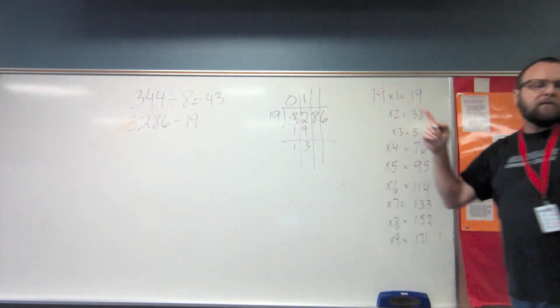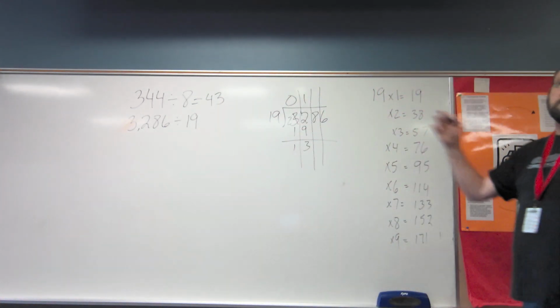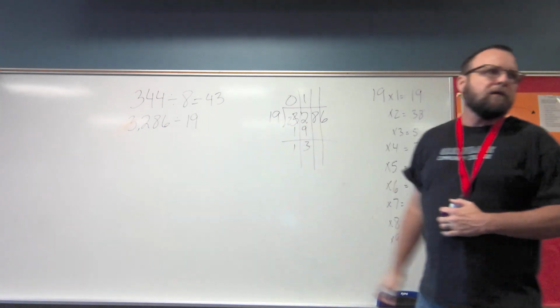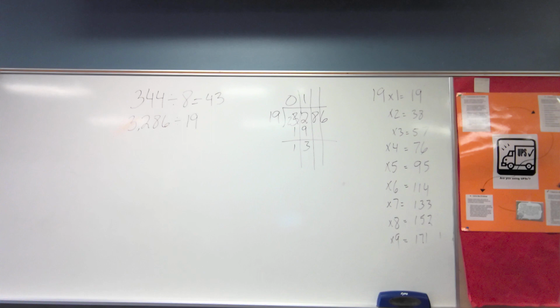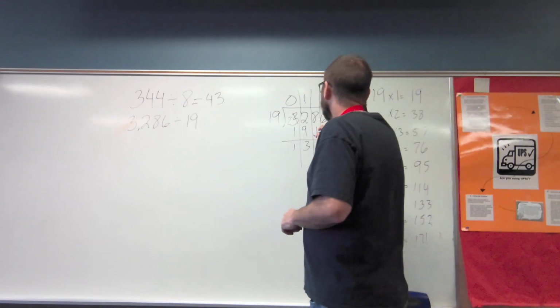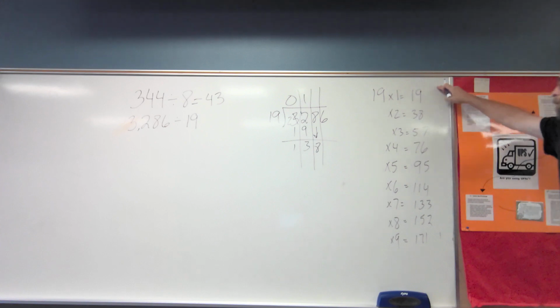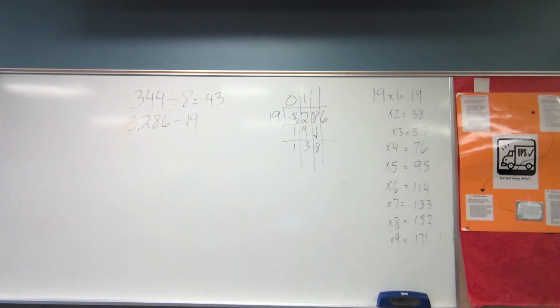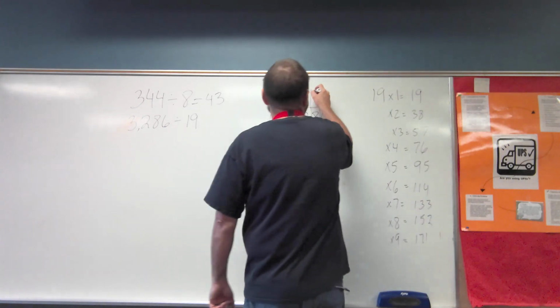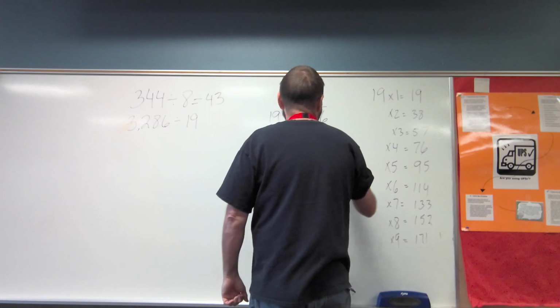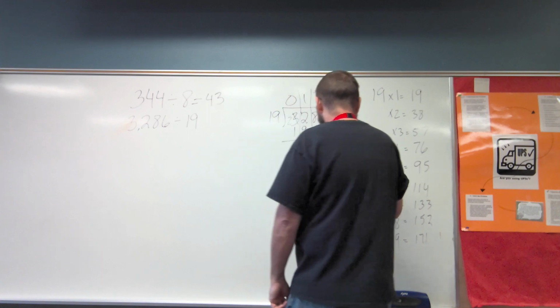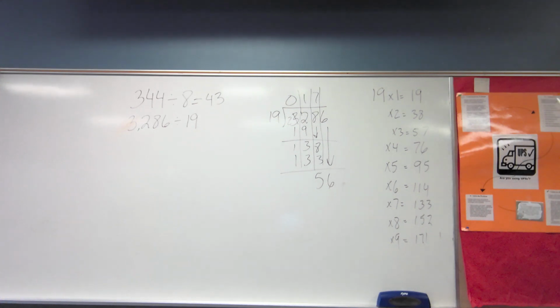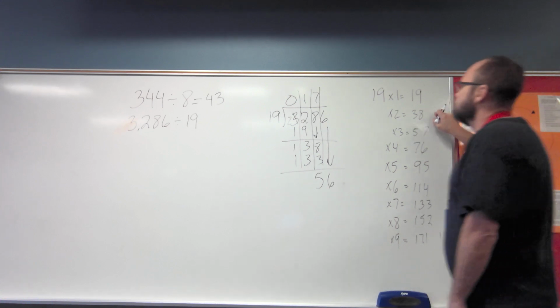Is 13 smaller than 19, Zane? Yes. Once I subtract, I always want to be smaller than my divisor. So now I bring down the 8. How many times is 19 going to go into 138? 7 times, because 7 times 19 is 133. That gives me 5, and I bring down the 6. How many times is 19 going to go into 56, Zane? 2 times, and that's 38.